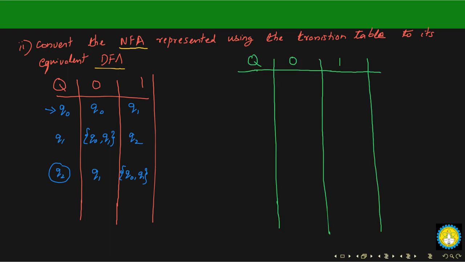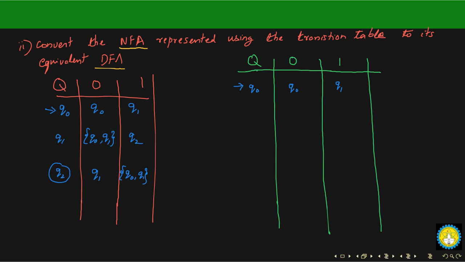Let's start filling up the transition table for the DFA. The first step is to write the starting state as such. So we have Q0 as the starting state. Now you can copy the transitions from the NFA table itself. So it is going to be Q0, Q1. I'll write Q0, Q1 here. And look here, we have a new piece of information, which is Q1.